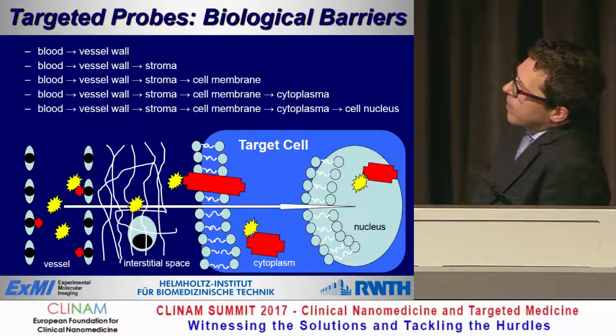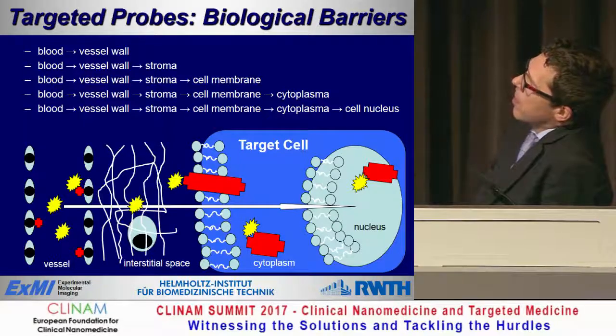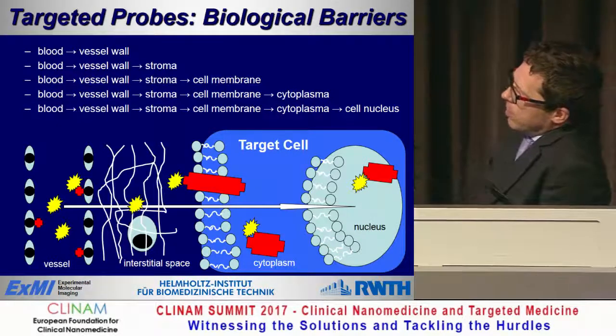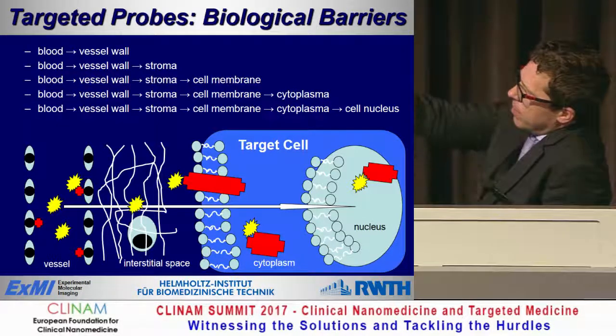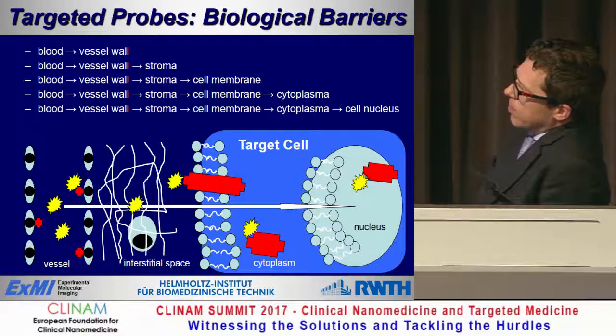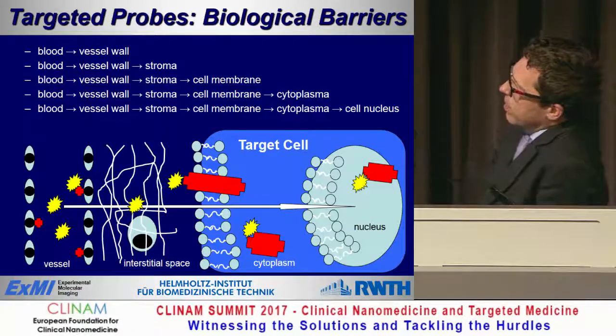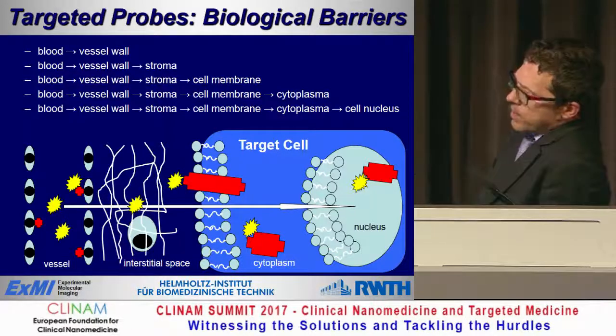And active targeting has something to do also with barriers, because between your probe and the target are usually biological barriers that you have to cross. And there are many barriers depending on the target. The first one is the blood itself. The second one would be, for example, the endothelial layer. Then you have to cross the stroma with the cells that are within the stroma. Then you may have to cross a cell membrane. You have to cross a cytoplasm. You may have to cross a nuclear membrane, depending on the target.